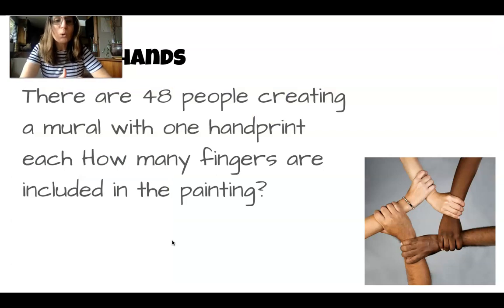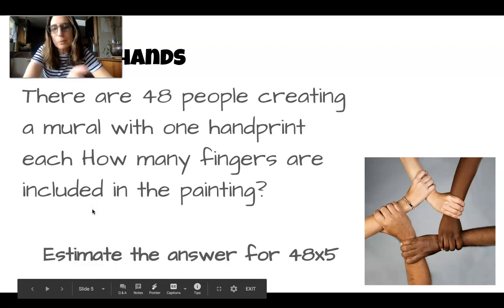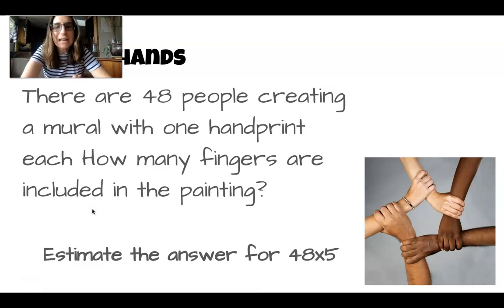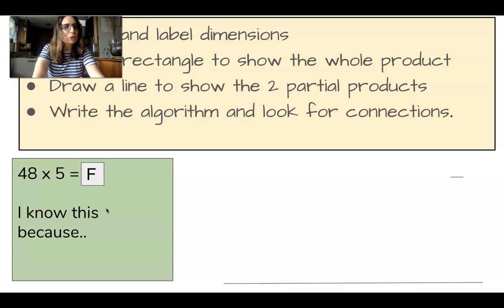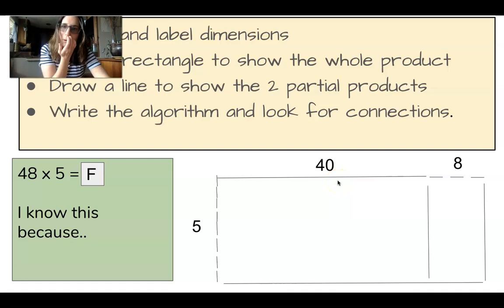Let's look at another one, holding hands. There are 48 people creating a mural with one handprint each. How many fingers are included in the painting? First, just like any problem, I want you to estimate the answer for 48 times 5 first to make sure our answer is in the ballpark of what we need it to be. We're going to follow those same steps and sketch the array first and label our dimensions of 48 and 5, separating those tens out to show two partial products.